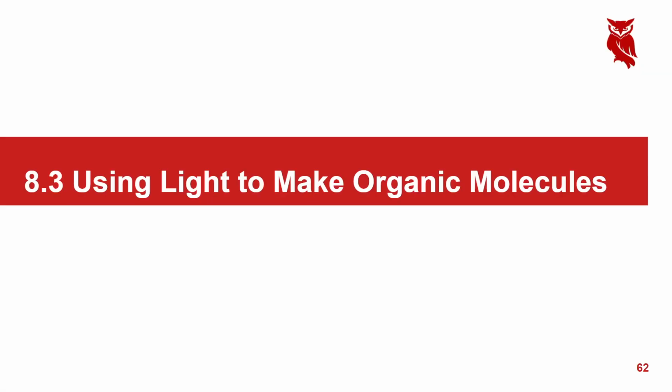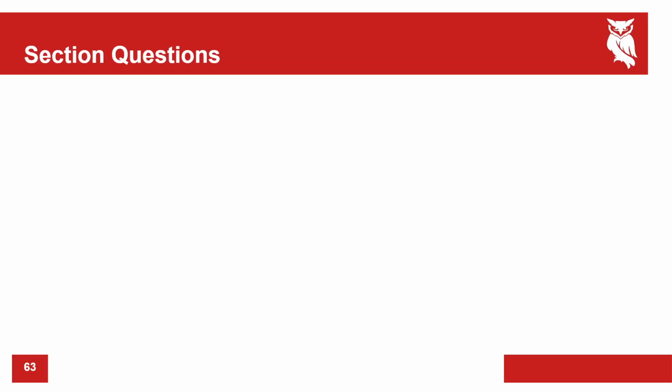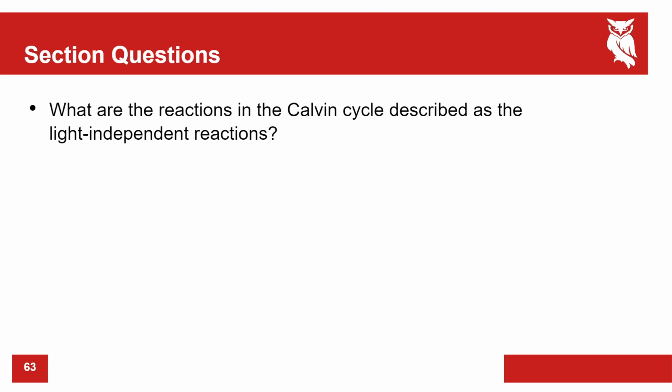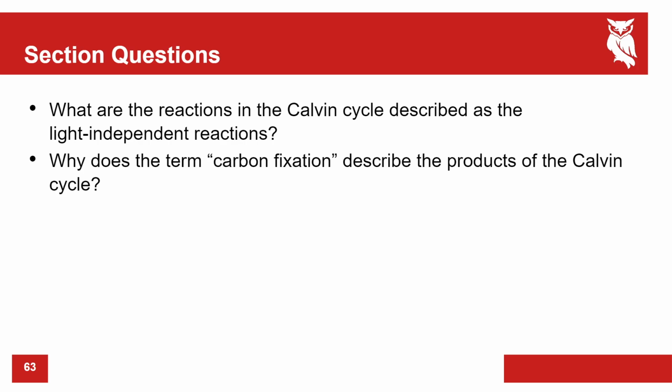All right, using light to make organic molecules. The section question: why are the reactions in the Calvin cycle described as the light-independent reaction? Why do you think they're called that? They don't need light. They don't need it directly, independent, right? Why does the term carbon fixation describe the products of the Calvin cycle? Why do you think that is? The Calvin cycle fixes carbon. Yeah, fixes carbon from inorganic CO2 to organic glucose.